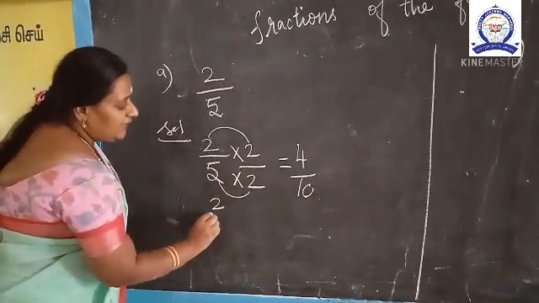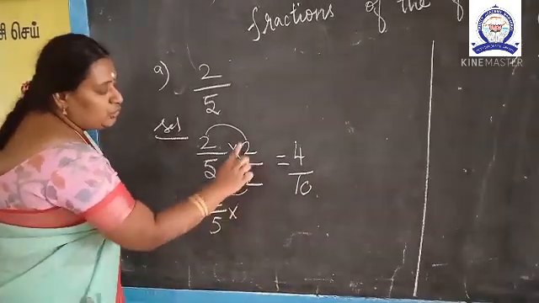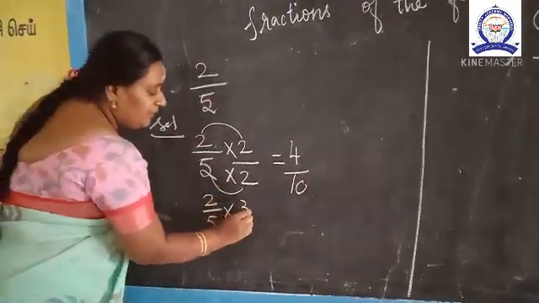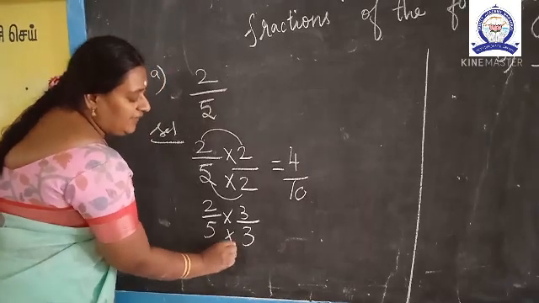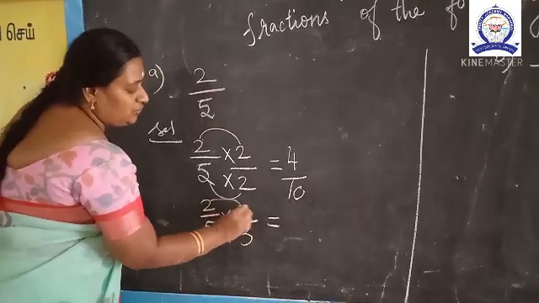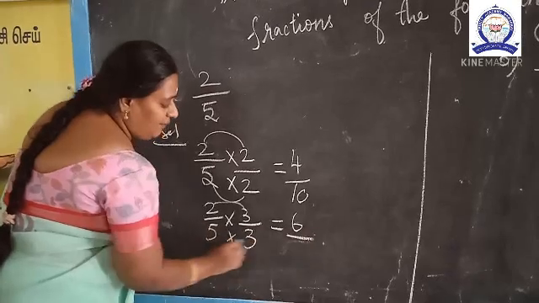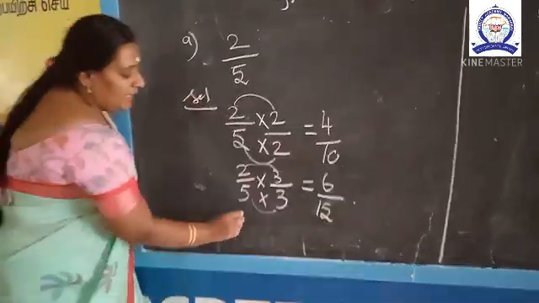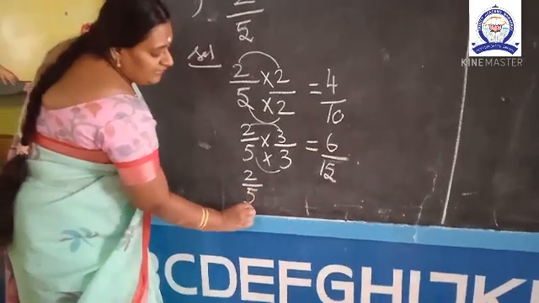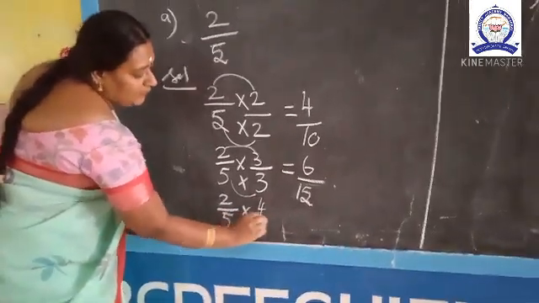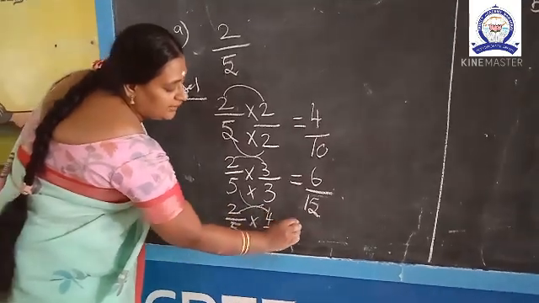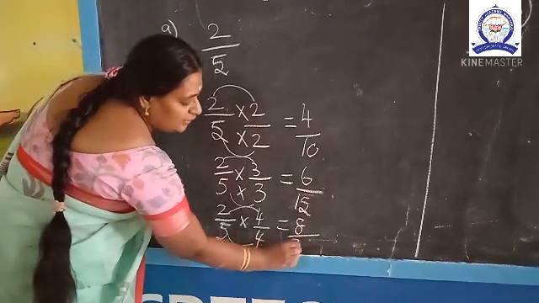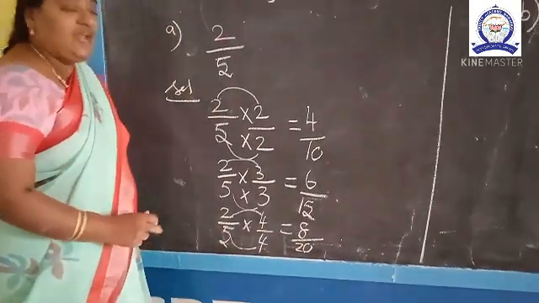Next, you write the given fraction 2 by 5. Numerator and denominator multiplied by 2 is done. Next 3. Numerator by 3, denominator by 3. That is equal to 2 3s are 6 divided by 5 3s are 15. Now again, 2 by 5, we multiply by 4. 4 2s are 8 divided by 5 4s are 20. So the 3 equivalent fractions are found.